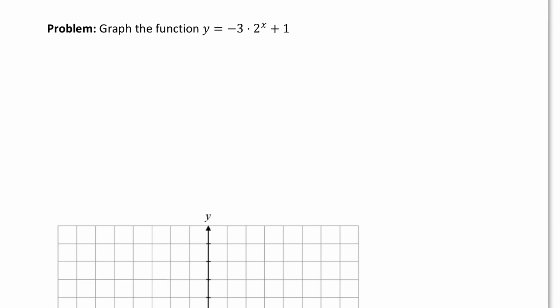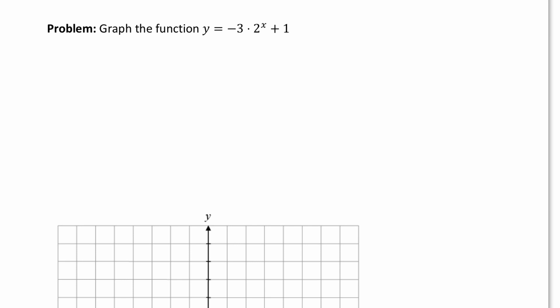Hello. In this video, we're going to look at graphing exponential functions, and in particular, we're going to look at some exponential functions with a fair amount of transformations. So if you look here, we have the following function, y equals -3 times 2 to the power of x plus 1. So our base graph is going to be 2 to the power of x. But if you notice, there's a -3 in front and a plus 1 on the outside.